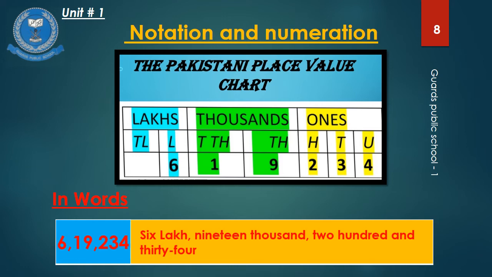We will always write a number from the right hand side and read from the left hand side. So to spell out the numbers, the digit in the lakhs period has to be read first, followed by the digits in the thousand period and the ones period. So this number is read as 6,19,234.